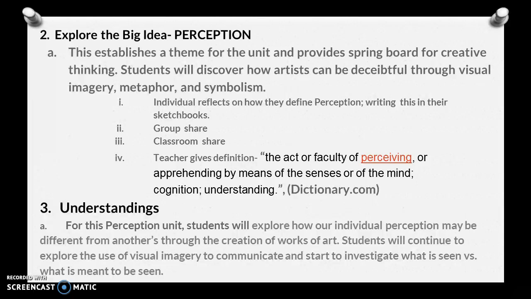So, our students' understandings. For this perception unit, students are going to explore how our individual perception may be different from others through the creation of works of art. Students are going to continue to explore the use of visual imagery to communicate, and then they will start to investigate what is seen versus what is meant to be seen. So I'll remind them a lot that we are trying to be deceitful and try to fool the viewer.